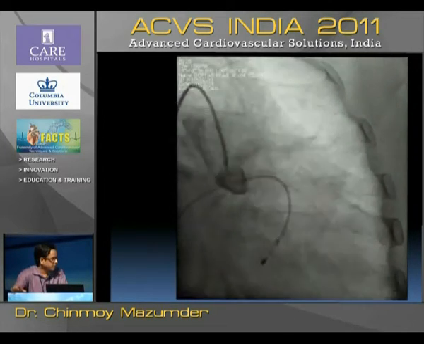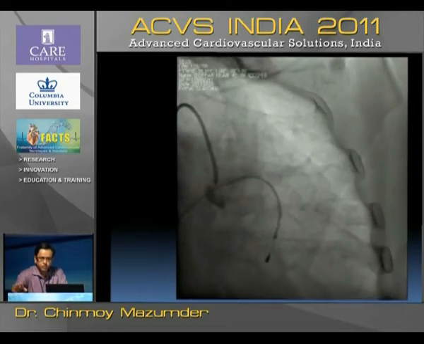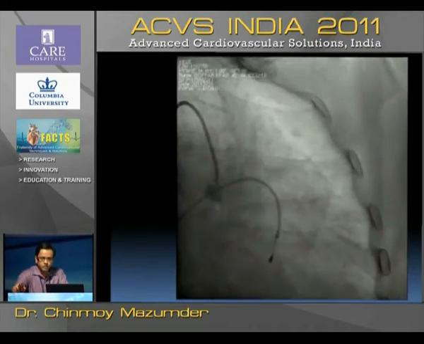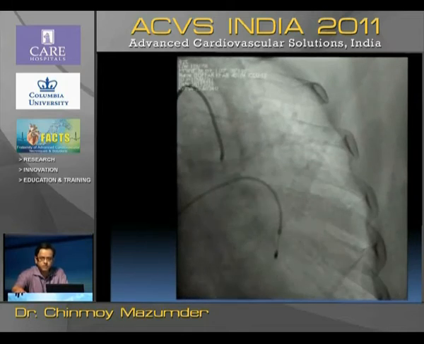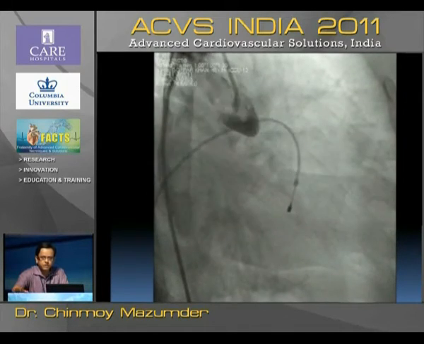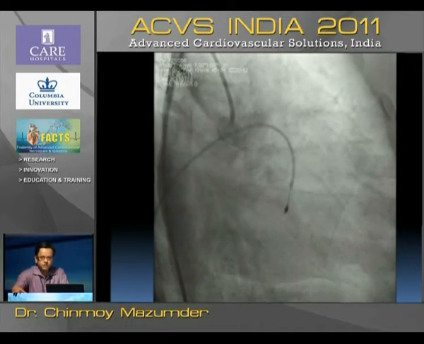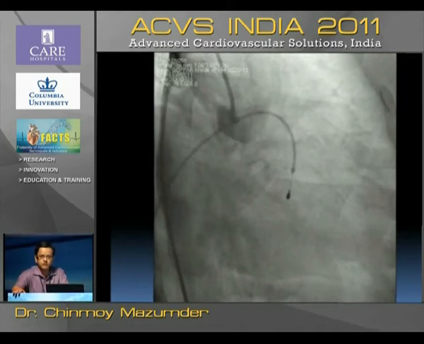We immediately started CPR. You can see here no coronaries could be seen, only some coloring of the sinus. Nothing was visible. Next slide. The same thing happened when another shot was taken. Nothing is visible. Next slide.